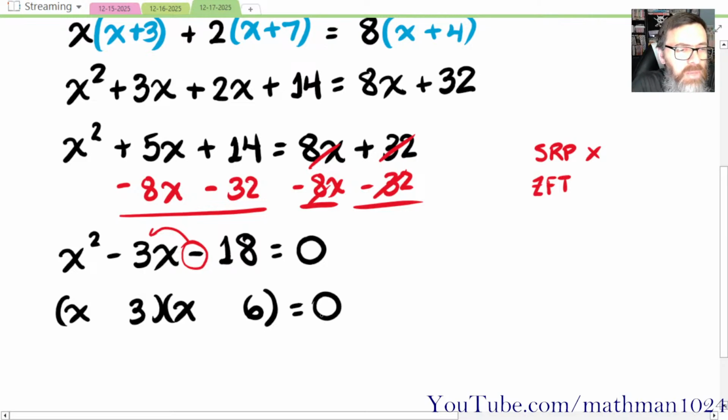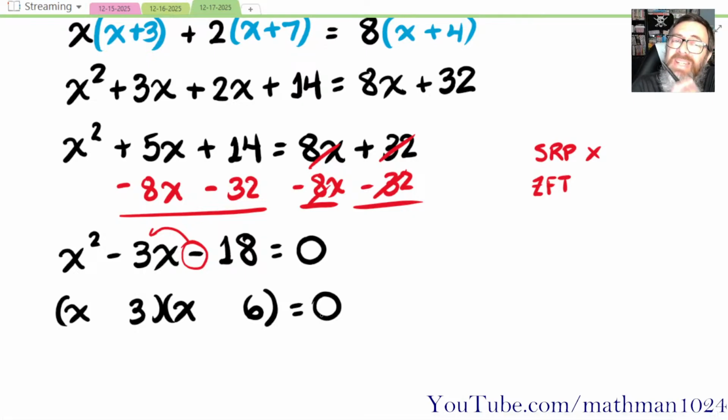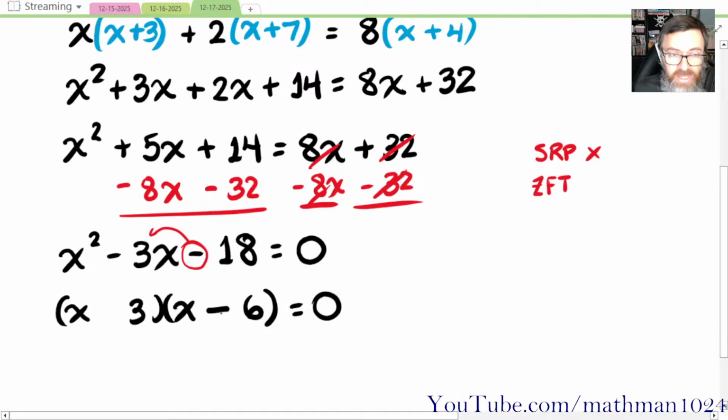Now, we know that to get a negative 18, we need a positive and a negative, but we also need to have a negative for the middle coefficient, which means the larger of these two factors must be that sign, so the negative is going to be for the 6, and the 3 is going to be positive.